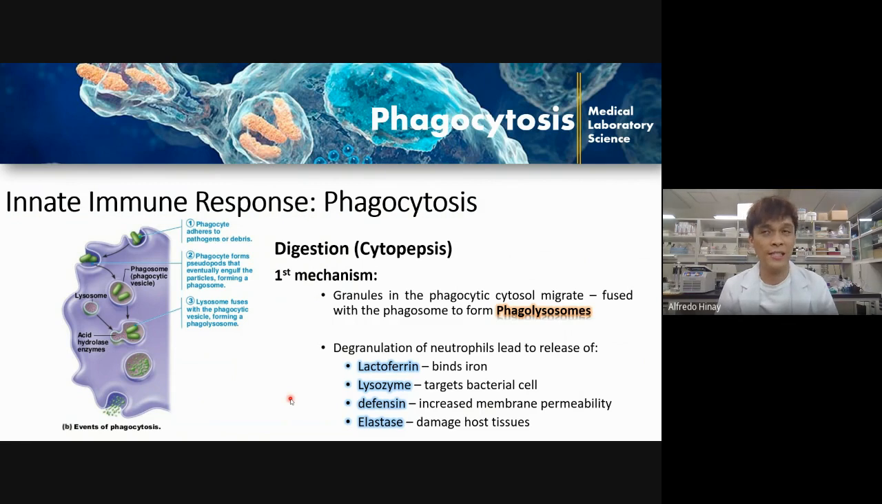With the phagolysosome, the degranulation of your neutrophil will lead to the release of your lactoferrin. Your lactoferrin will bind to your iron, which we discussed in the previous video lecture. You have your lysozymes that will target your bacterial cell. Then you have your defensins, which can increase membrane permeability. And then you have your elastase, an enzyme that will damage your host tissues. So again, the overreaction of your cells will also have a negative effect on the human host, for example, damage to your host tissue.